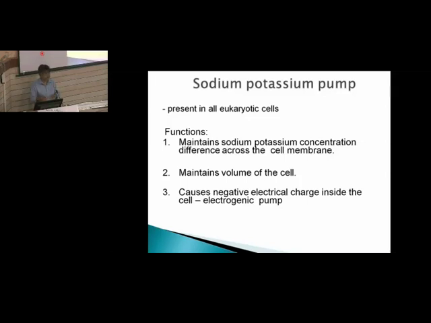So this is how this pump helps in all these 3 things. 1, maintaining the sodium potassium concentration. 2, maintaining the volume. And 3, maintaining the electronegativity across the cell membrane. And this sodium potassium pump is an example of primary active transport, where the energy is used directly in the form of ATP, because the molecules are to be transported against the concentration gradient.